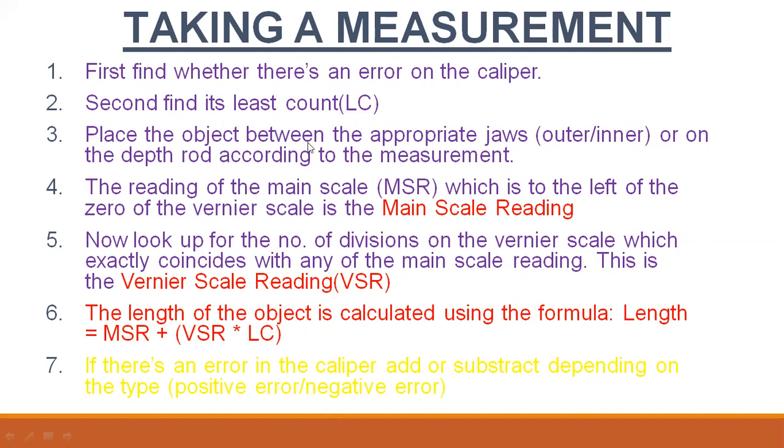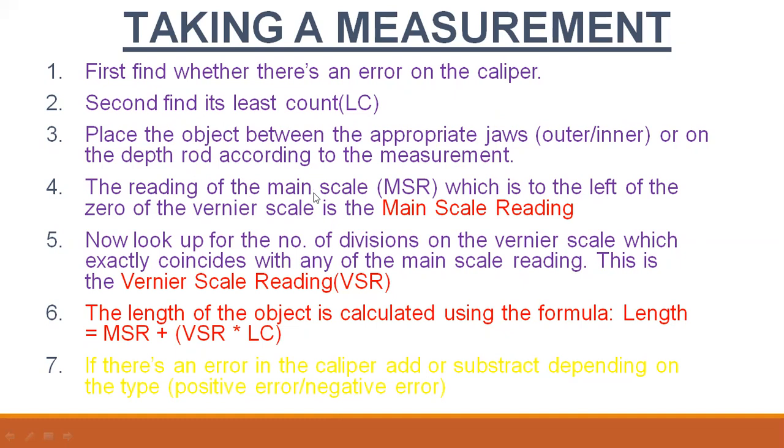Now place the object between the appropriate jaws. If you want to measure the outer diameter, you have to use the lower jaw. If you have to measure the inner diameter, you have to use the inner jaws. Top jaws, sorry, or on the depth rod according to the measurement. Which measurement you want, you must use the proper tool.